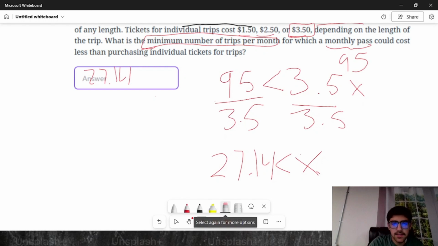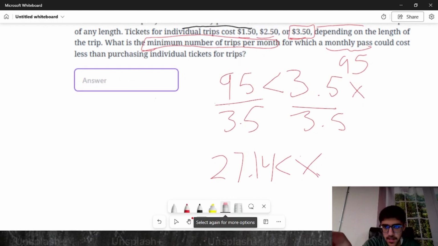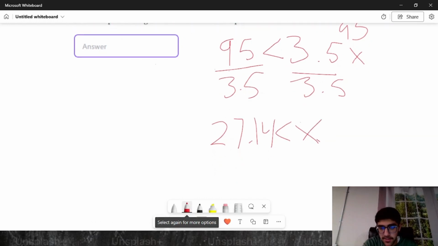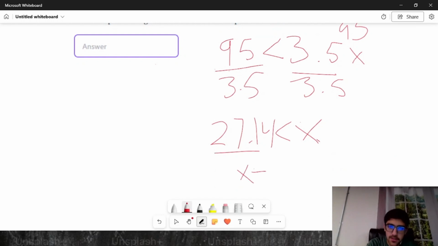be wrong, because in word problems, you have to make it realistic. So for the minimum number of trips, you can't take 0.14 of a trip. You have to take a full trip. So for it to be the minimum, you would have to go to the next whole number greater than 27.14. So that would be x equals 28 is the minimum number of trips.